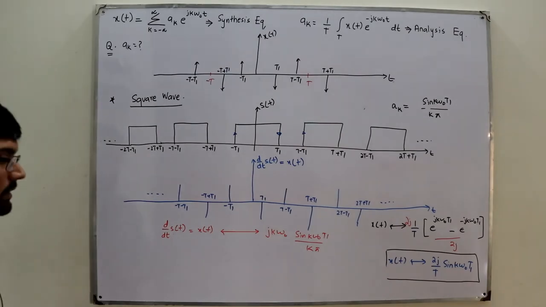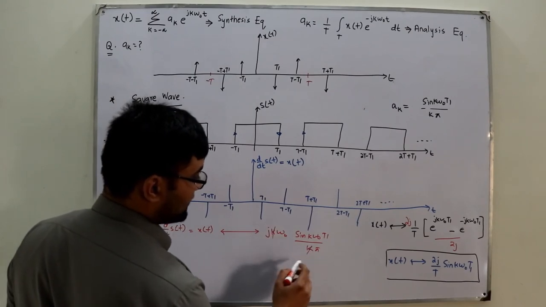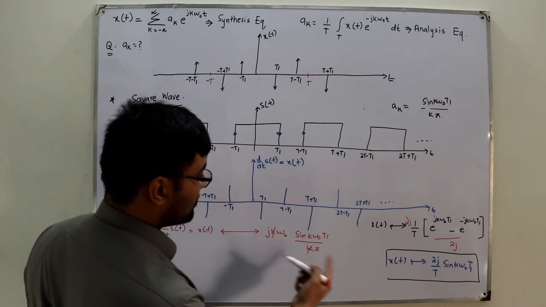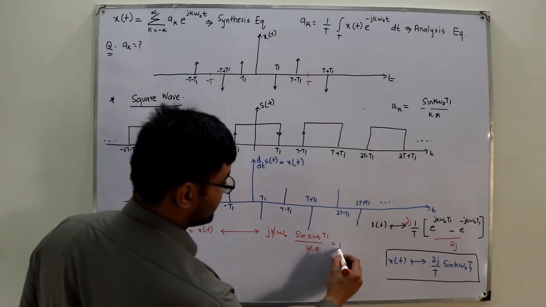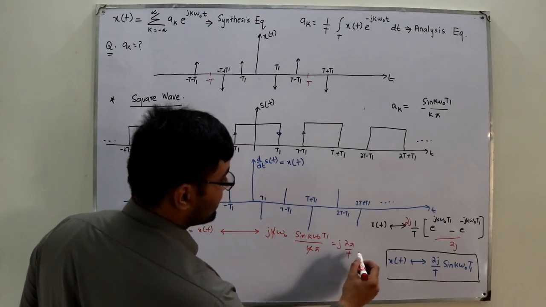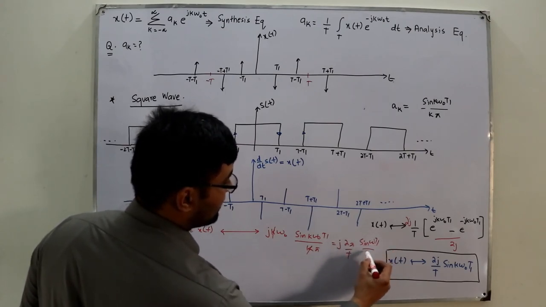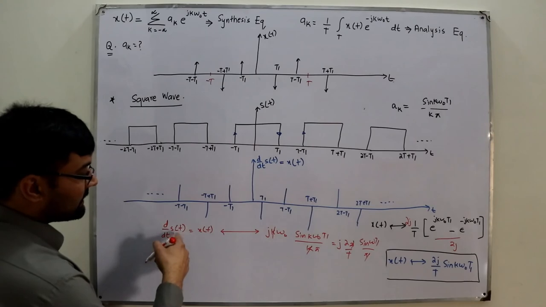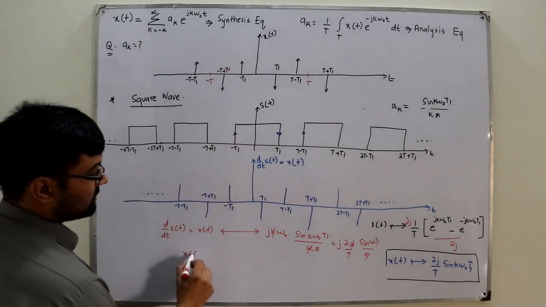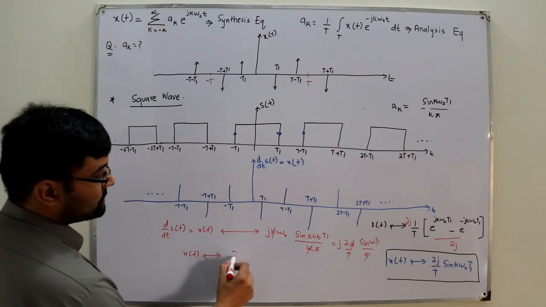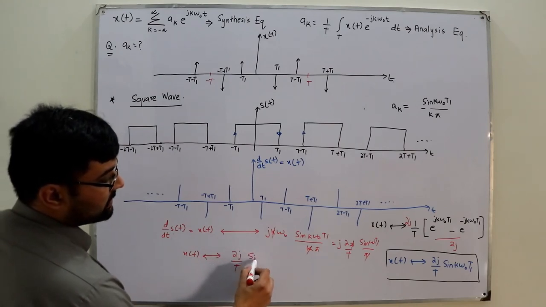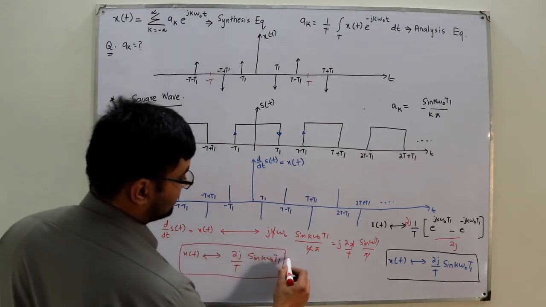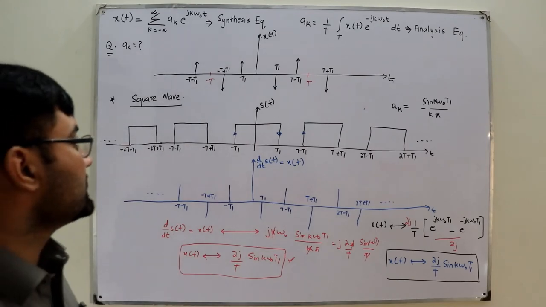It is. Now the k could cancel out with k, right? And for omega naught, I could write it as 2 pi by T. So pi would cancel out with pi. So j 2 pi upon capital T, and then sine of k omega naught T1 upon k pi, so we have 2j upon T. This means my Fourier coefficients for x of t are 2j upon T sine of k omega naught T1, and this is what I already got previously. So that's it. You do it by any method, you get the same answer.